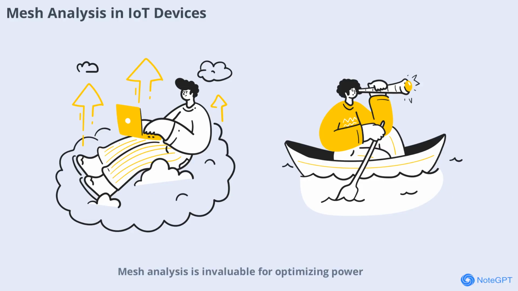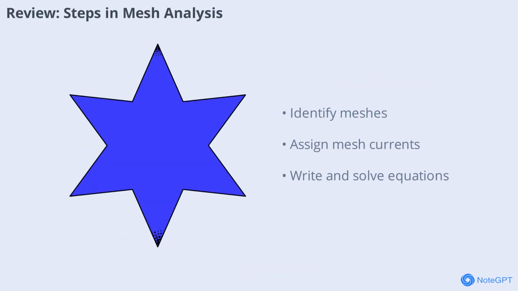Internet of Things (IoT) devices often feature compact, intricate circuits. Mesh analysis is invaluable for optimizing power consumption and ensuring reliable connectivity in these devices, which are becoming increasingly important in our daily lives.